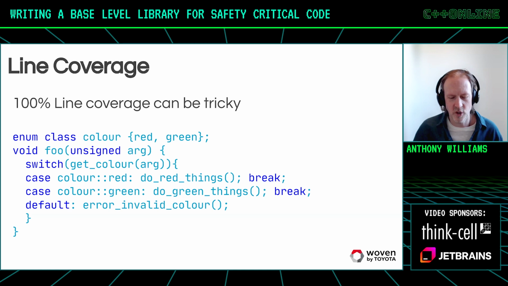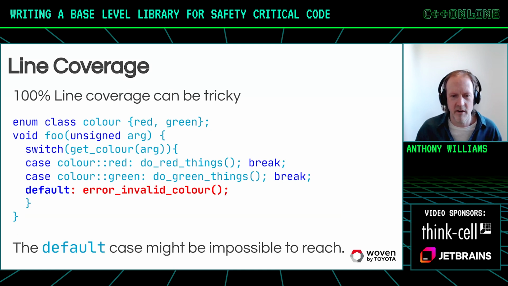It's a backstop. What do I do if something really bad happens? Well, if my data gets corrupt and I've got a bad value, then it won't actually do the red things or the green things, so I have to create an error somehow. And so we have to have a case for that. But if get color only ever returns red or green when it's working correctly, then you can't construct anything that's going to do that, and you're not going to achieve your 100% test coverage, because every invalid color line will never be reached unless something goes catastrophically wrong, like data corruption. So that can be tricky.